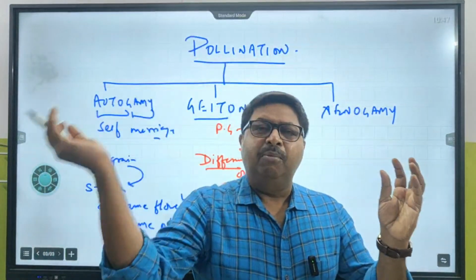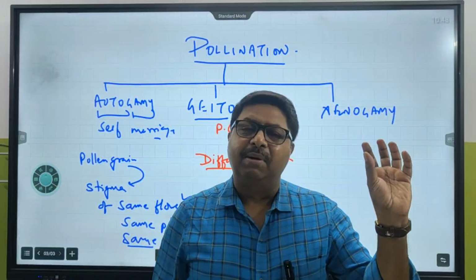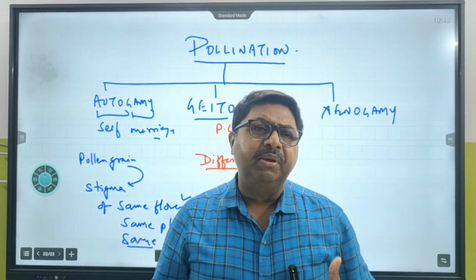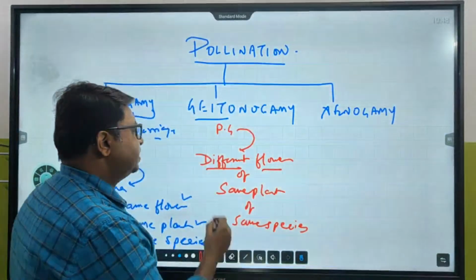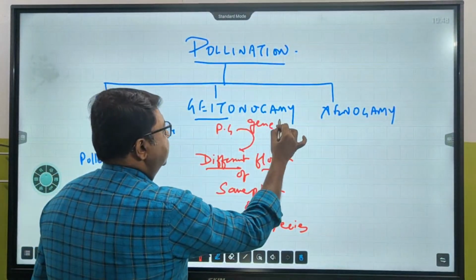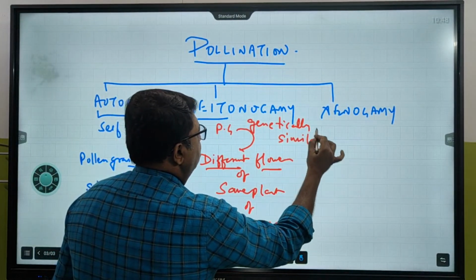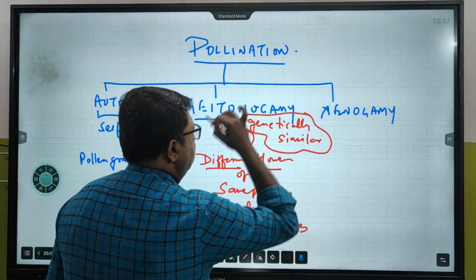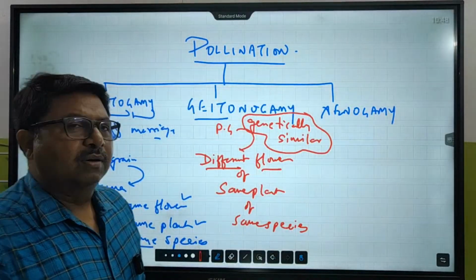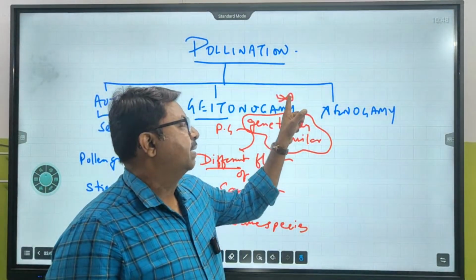यहाँ पे आकर पोलन ग्रेन इस स्टिग्मा पे आ गया दूसरे फ्लावर में. So there will be no genetic change. ये जेनेटिकली सिमिलर होगा. This is going to be genetically similar. But देखने से कैसा लग रहा है? लग रहा है कि क्रॉस पॉलिनेशन हो रहा है, but basically it is not cross pollination. So this is very important for your NEET examination.